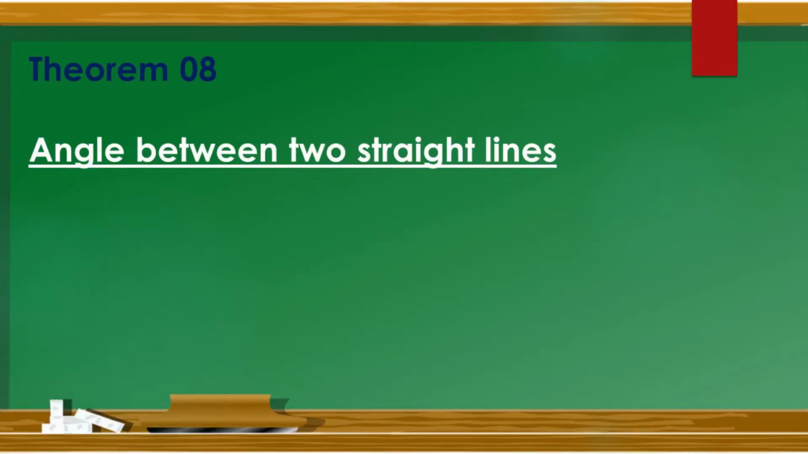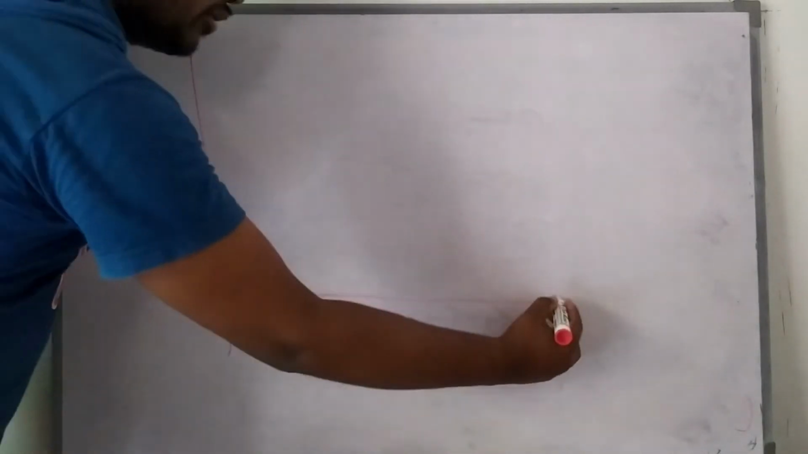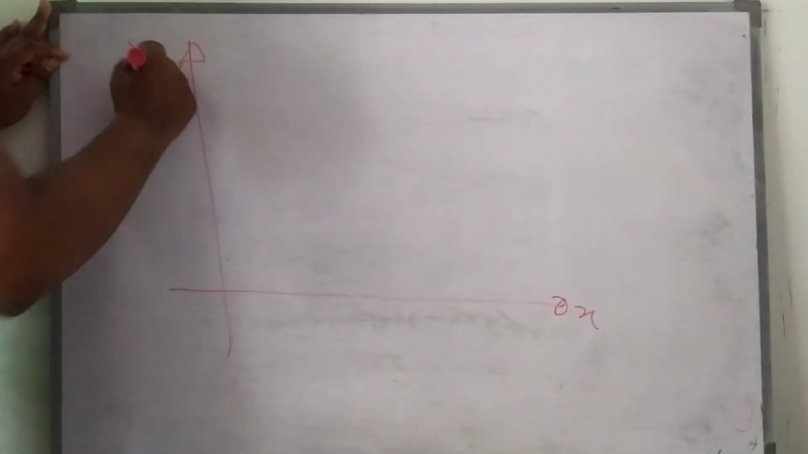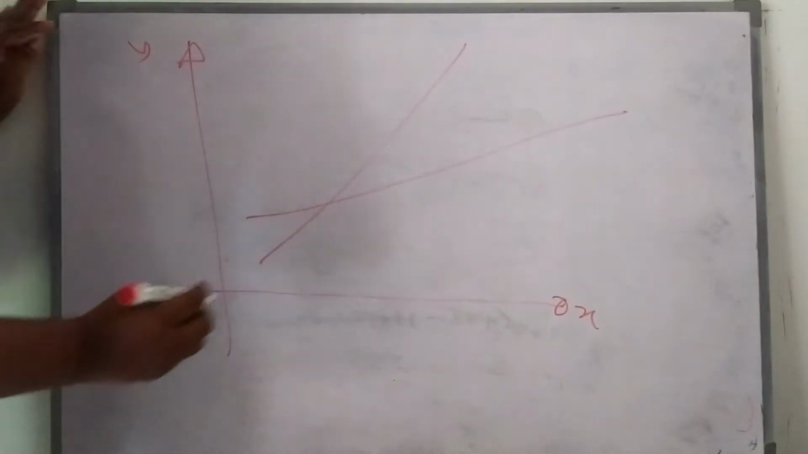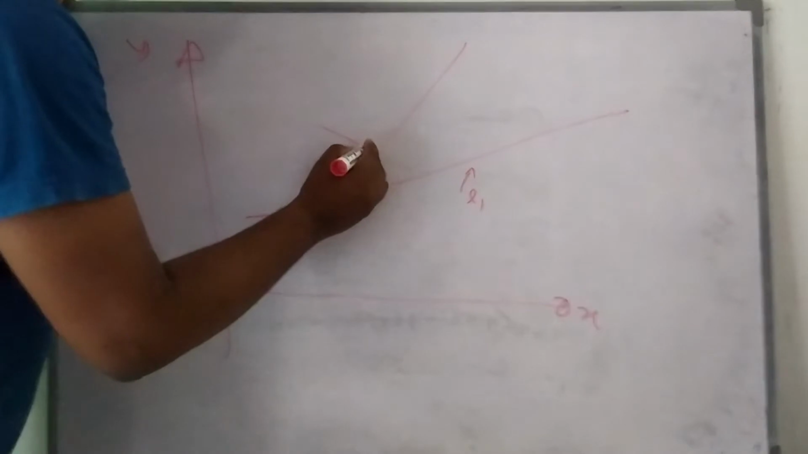Okay children, so the next theorem is the intersection angle between two straight lines. How to find the intersection angle? This is my Cartesian coordinate plane, x-axis and y-axis. These are my two straight lines, L1 and L2.